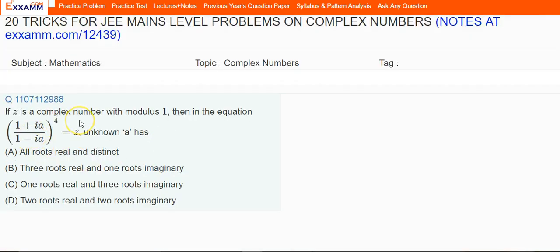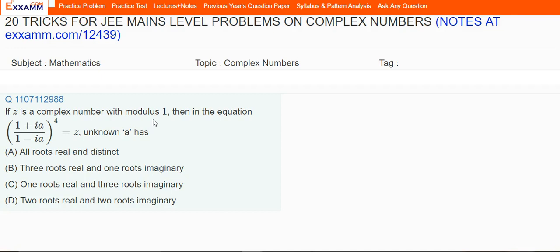Now let us take another problem. In this problem, modulus of z has been given to be equal to 1 and z has been defined as 1 plus ia divided by 1 minus ia, whole to the power 4. Now this concept that modulus of z is equal to 1, that is z is unimodular, is quite a frequent occurrence in various problems in JEE. Now how to deal with such problems?